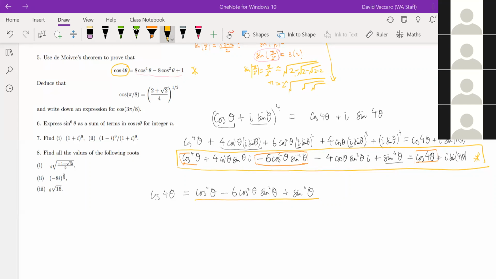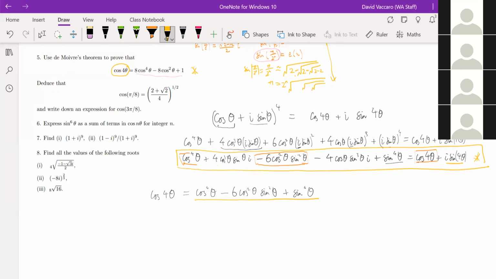So there's been a question in the chat: can you always separate the real and non-real stuff? Yes. If two complex numbers are equal, then their real parts and their imaginary parts are equal. Because I know that 4 cos cubed theta sine theta i, the terms with the i, are pure imaginary, they must be the terms which are making the imaginary part, sine 4 theta.